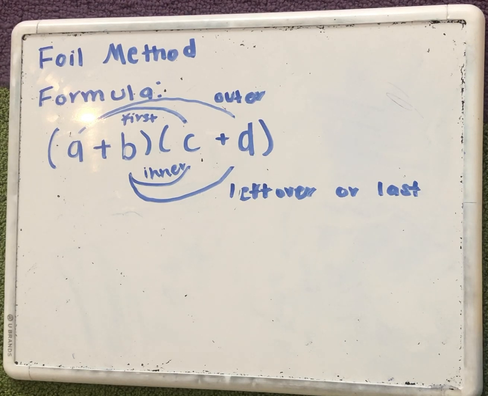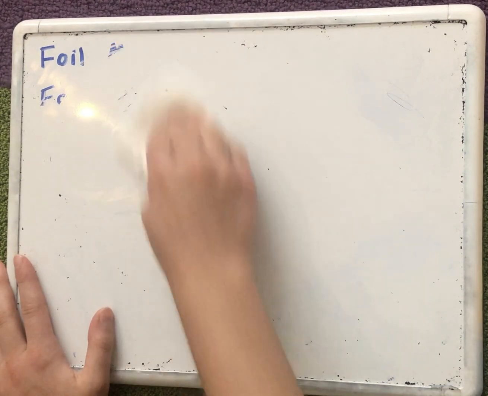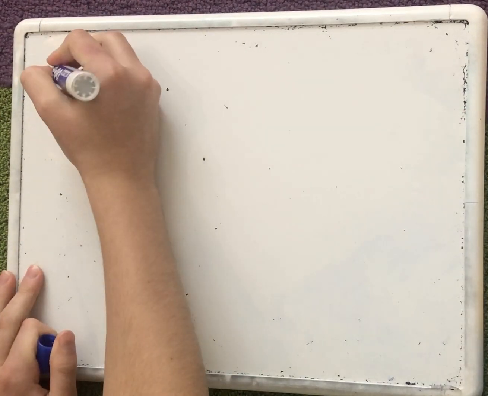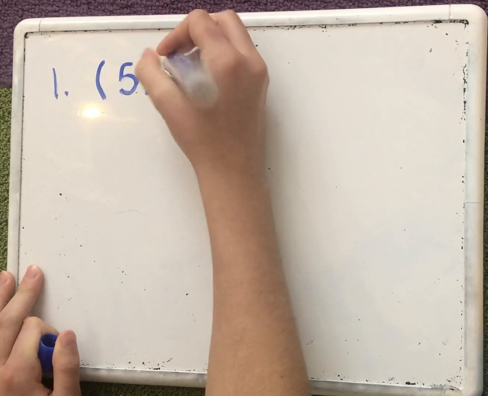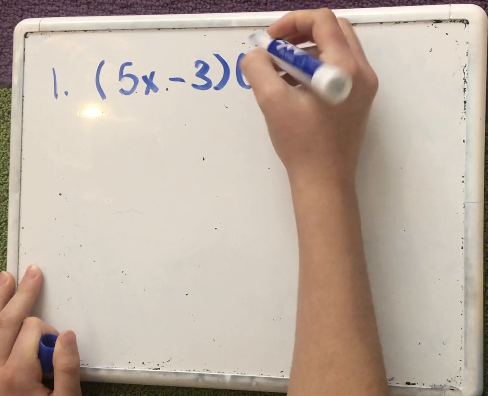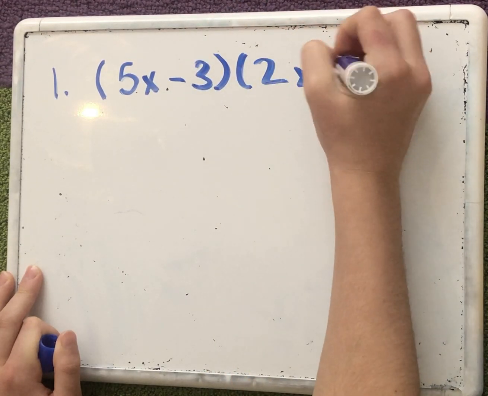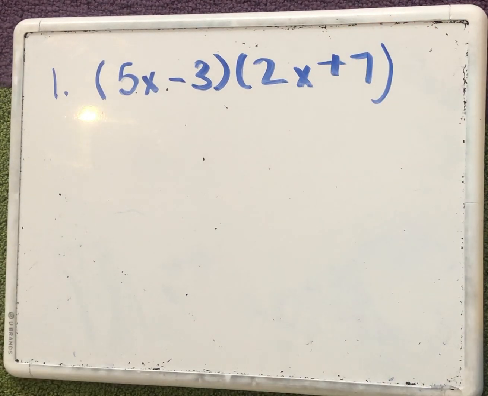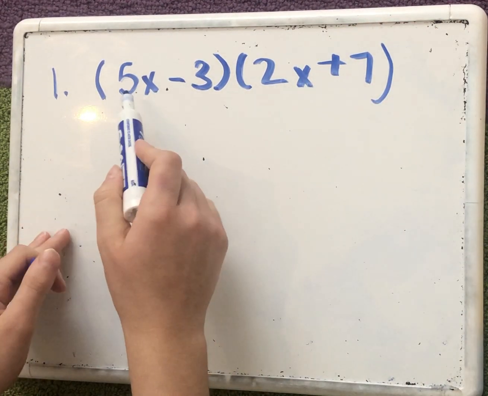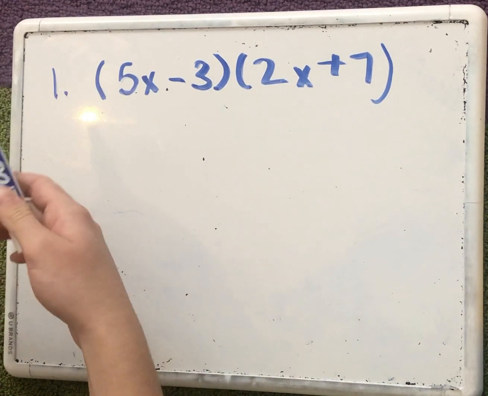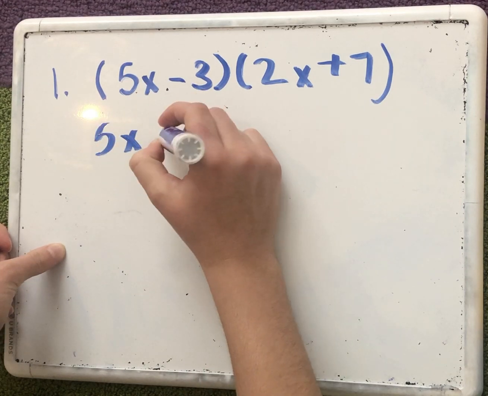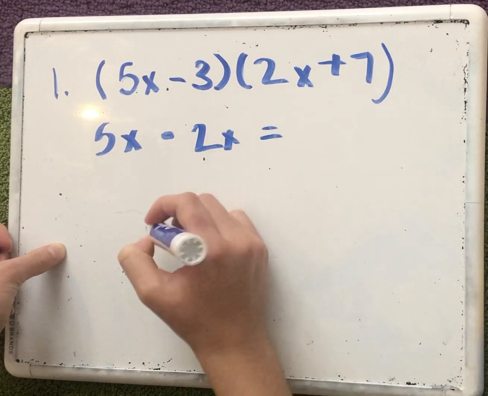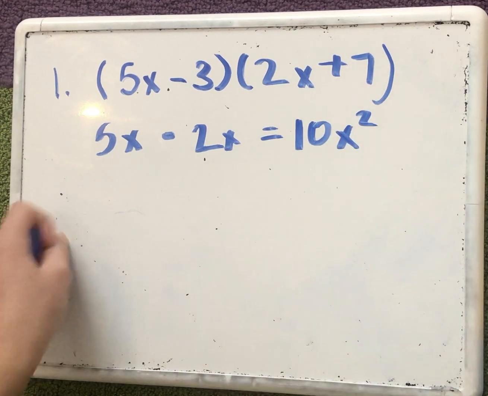Okay, so let's get started and do some examples. The first example is (5x - 3) times (2x + 7). Again, first we're multiplying the first two numbers, which is 5x and 2x. So 5x times 2x equals 10x squared.